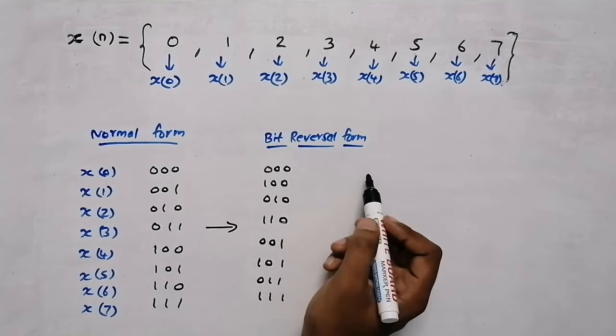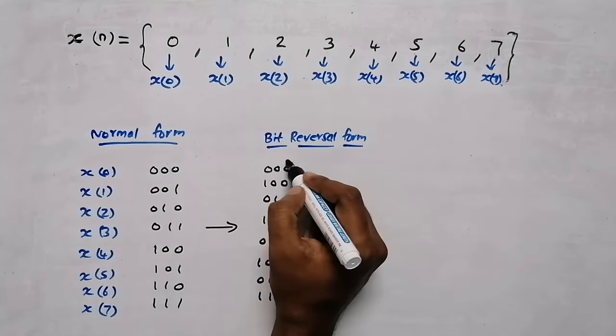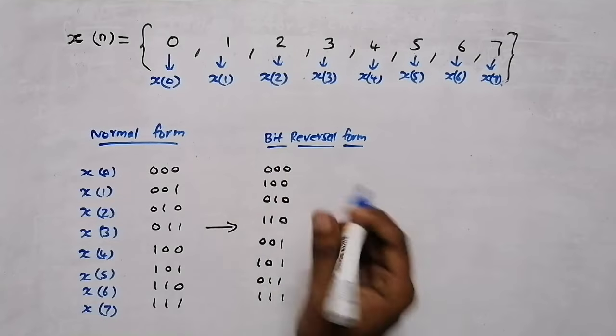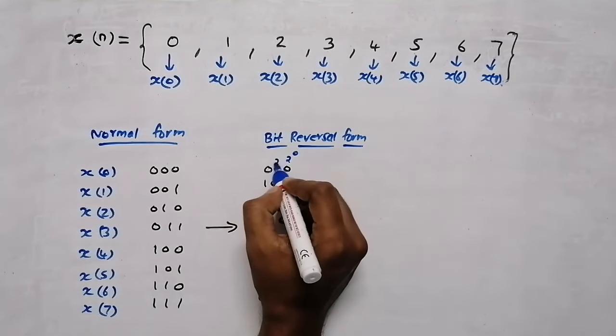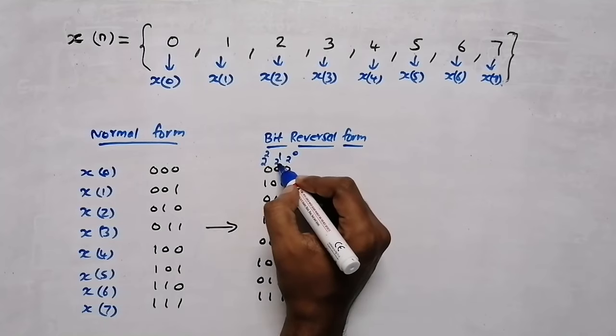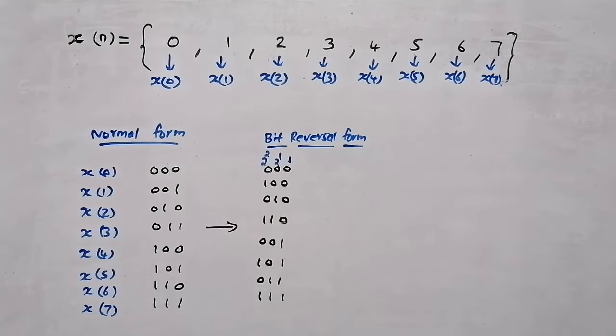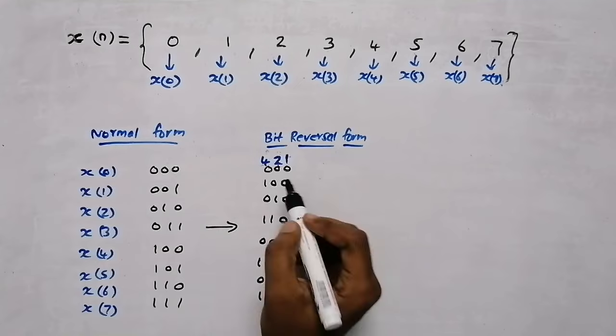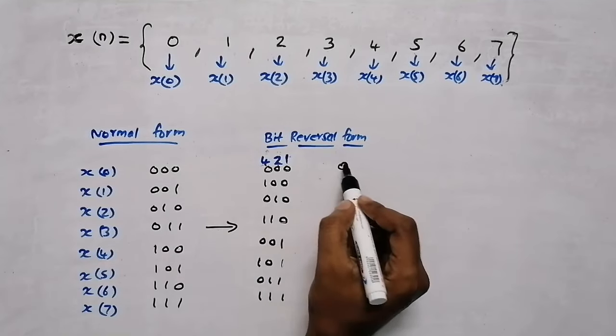Now we need to write this in normal form, okay? So the first position will be 2 raised to 0, then 2 raised to 1, and then 2 raised to 2. 2 raised to 0 is 1. 2 raised to 1 is 2. And 2 raised to 2 is 4. Here it is all 0, so the value will be 0.